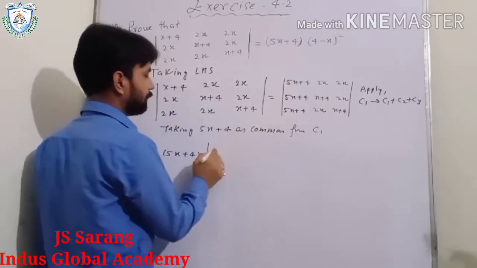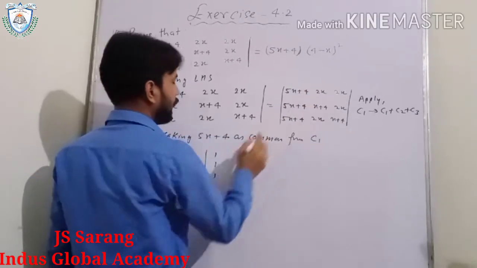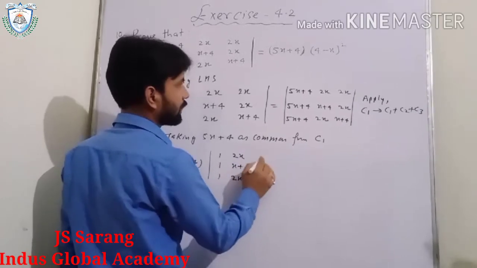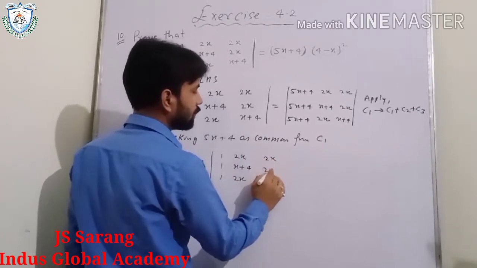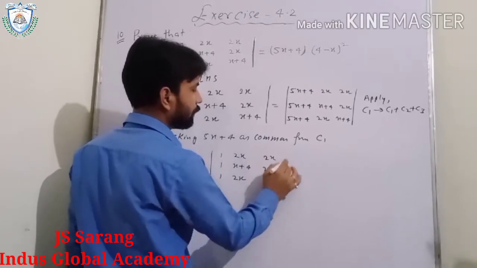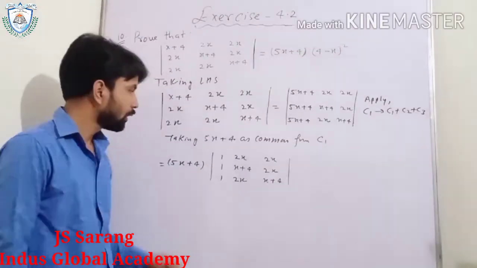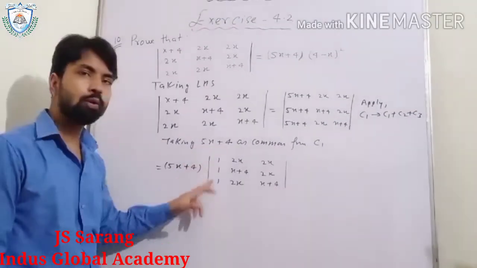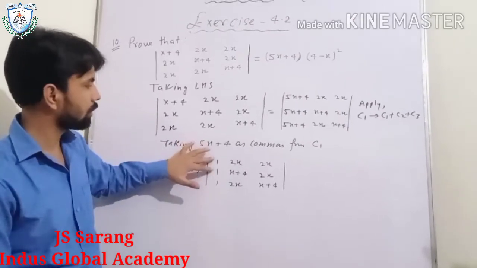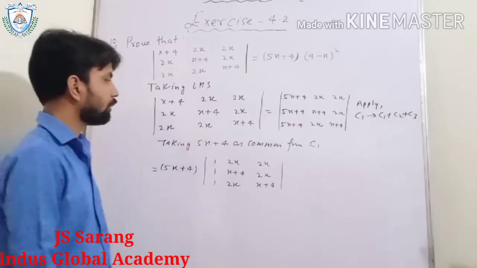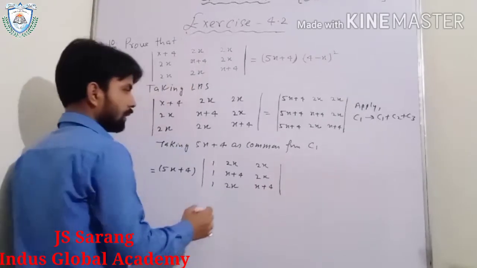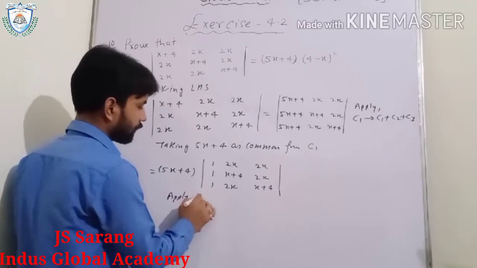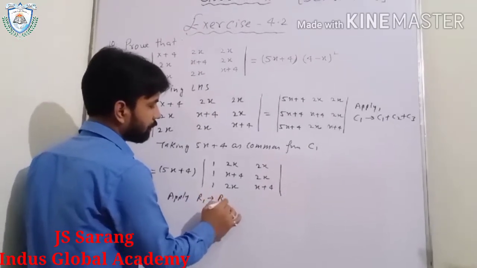If I take 5x plus 4 as common, then what is left inside the determinant? 1, 1 and 1 in the first column, then 2x, x plus 4, 2x, and 2x, 2x and x plus 4. Clear? Now here all the elements of the first column are 1. Then we will make the most possible zeros in column number 1. So what can we do? Apply R1 minus R3.